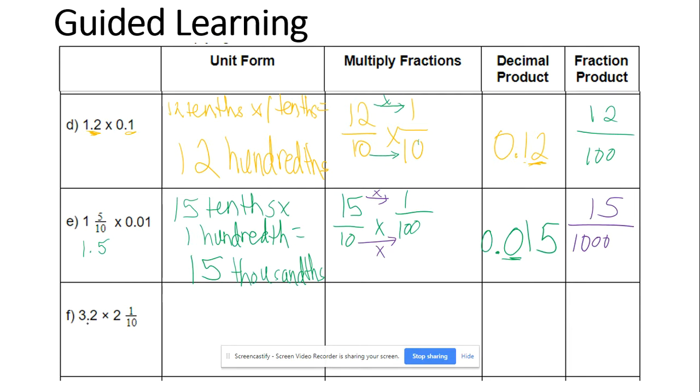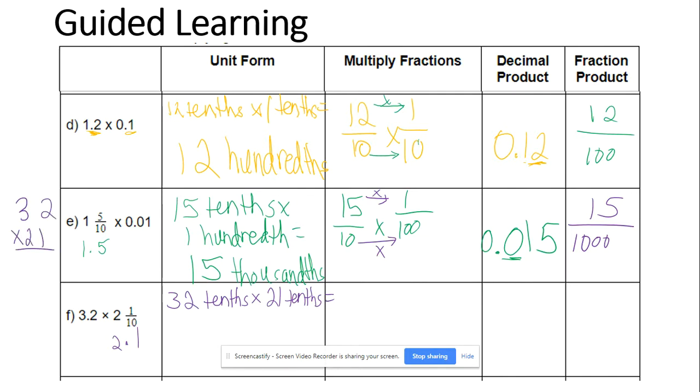Now we're going to try F. 3 and 2 tenths can be written as 32 tenths. 2 and 1 tenth can also be written as 2.1, so we're going to be multiplying by 21 tenths. Ooh, 32 times 21. I'm going to do that off to the side.